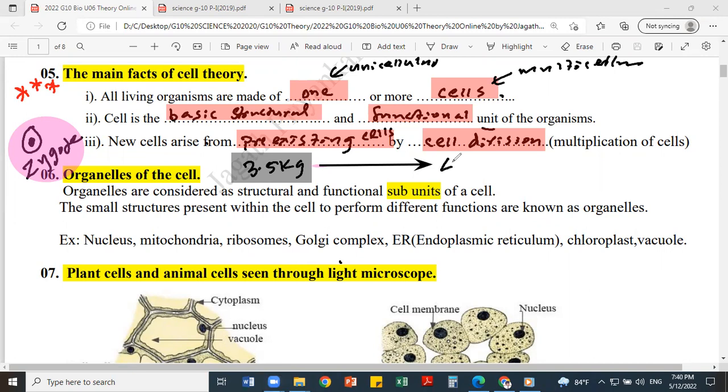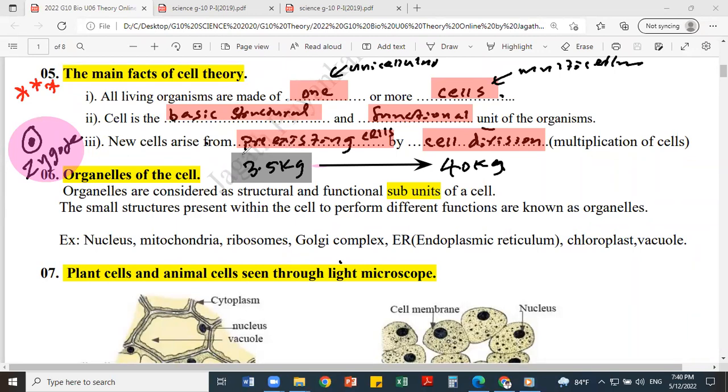What has happened during this time? The number of cells has increased in your body. Average birth weight 3.5 kilos. Now you have 40 kilos. Now 40 kilos means what? You have collected more cells during this time. You have trillions of cells in your body now. So how do these cells get produced?